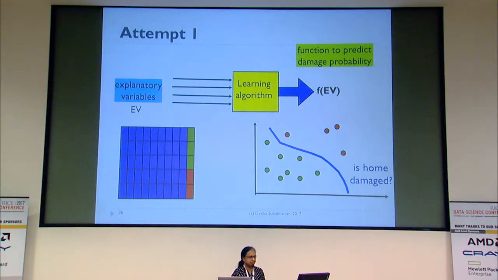So here was the plan then. We'll use our data on 800,000 homes. We will use the explanatory variables that we built up for our error analysis and now try to predict directly whether a home is damaged or not.